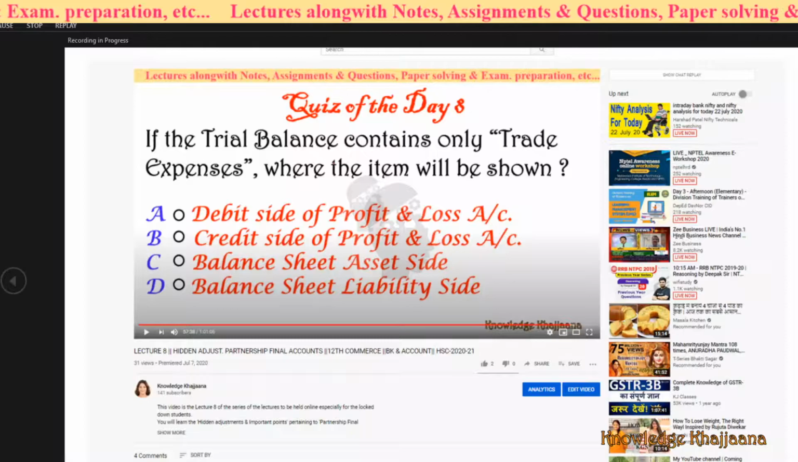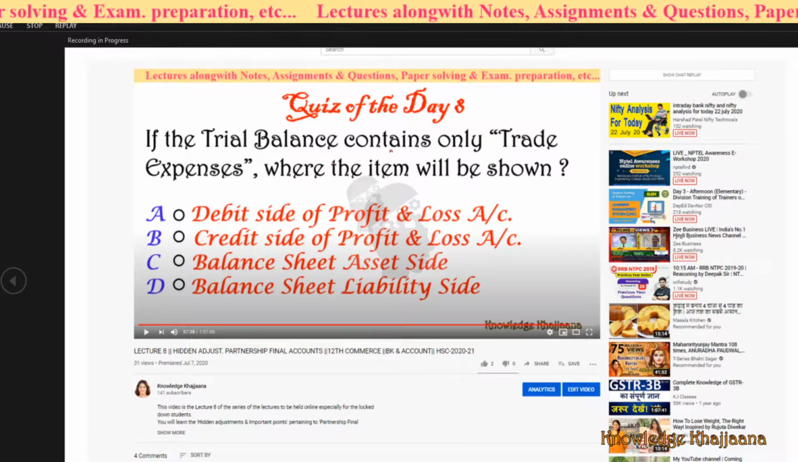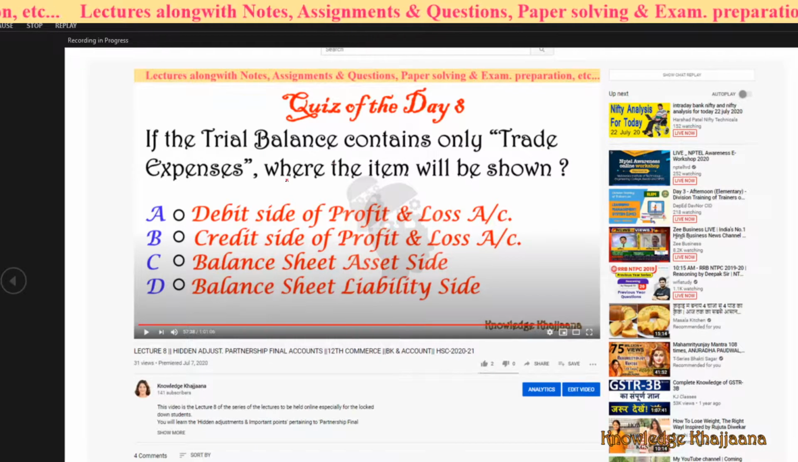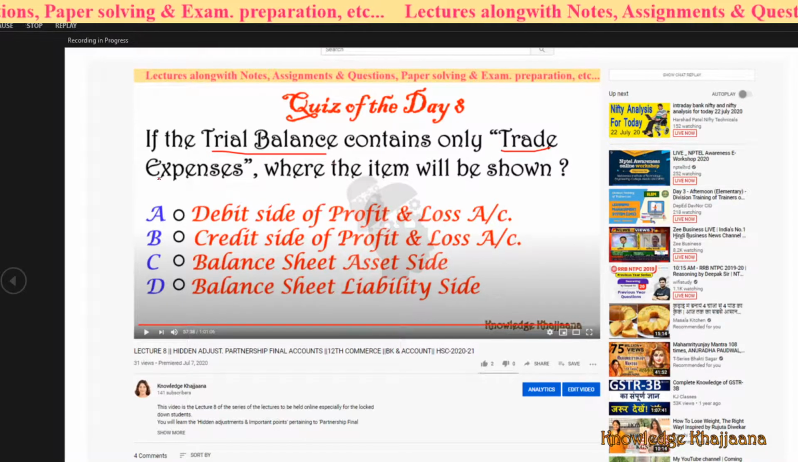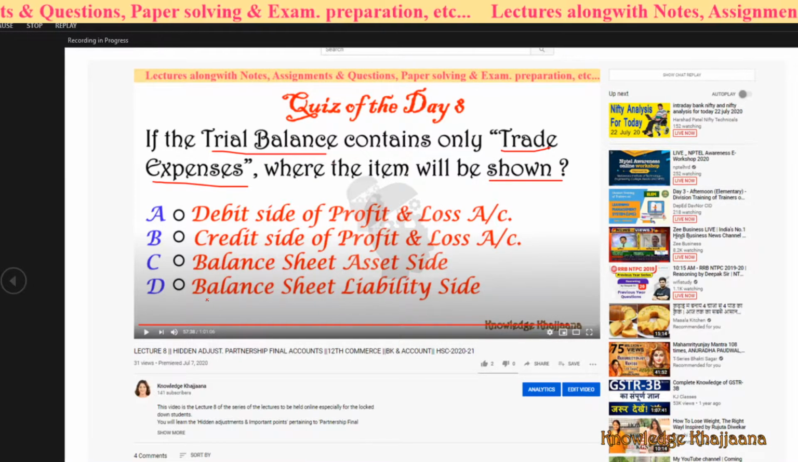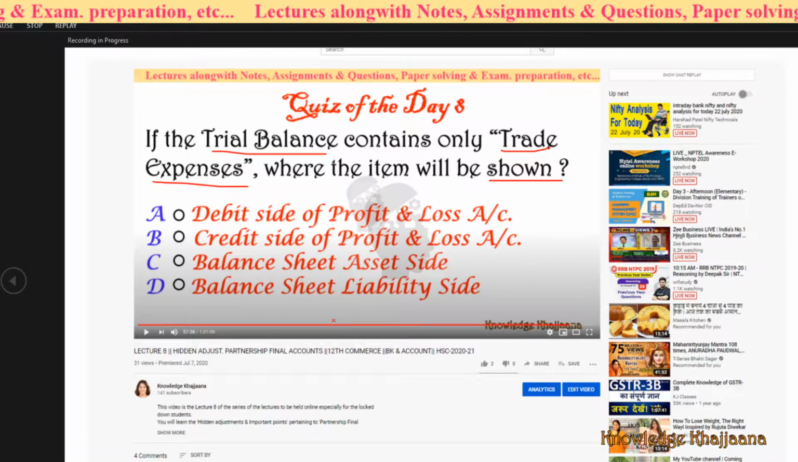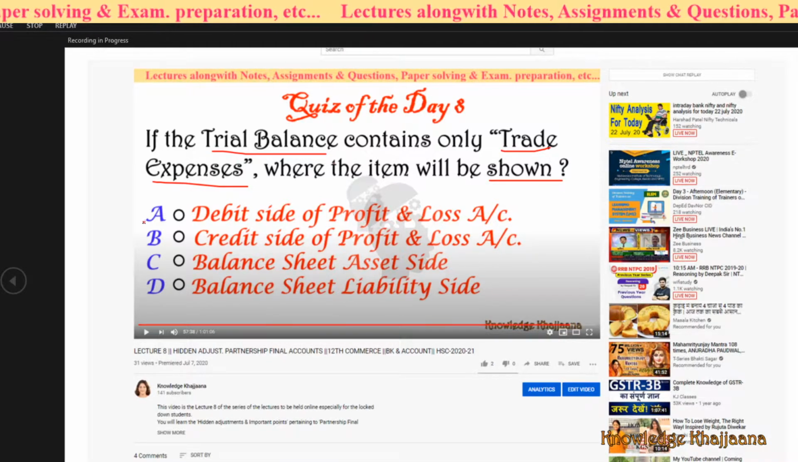Now let's start this day with something interesting. In my last lecture I had given a quiz. If the trial balance contains only trade expenses, then where will it be recorded, where will it be shown? Either on the debit side of profit and loss account, credit side of profit and loss account, balance sheet asset side or balance sheet liability side. Obviously, trade expenses must be shown on the debit side of profit and loss account.